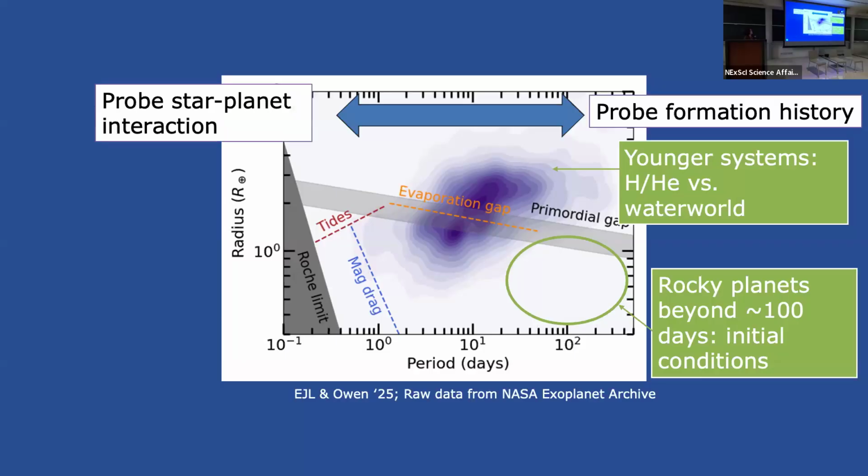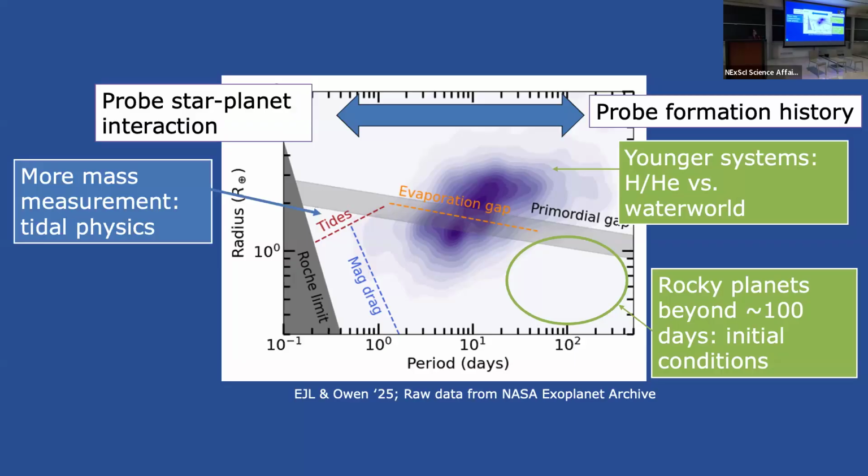At short orbital periods, you're more likely probing the star-planet interaction rather than formation, because all that history is erased at that point. So at ultra short periods, if we can get more mass measurements, then I think we have a really good chance to study more detailed stellar mass-dependent tidal physics.